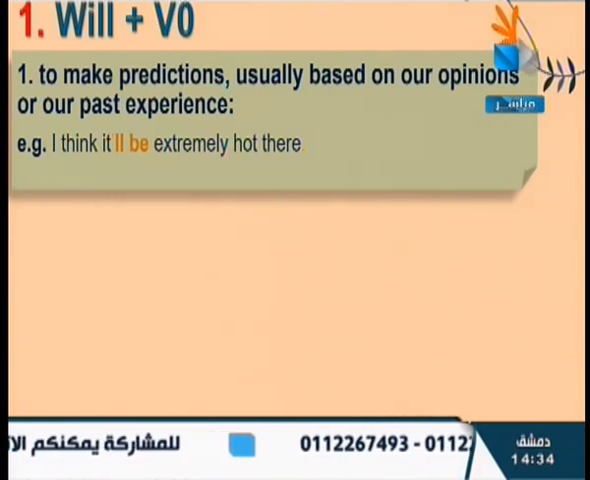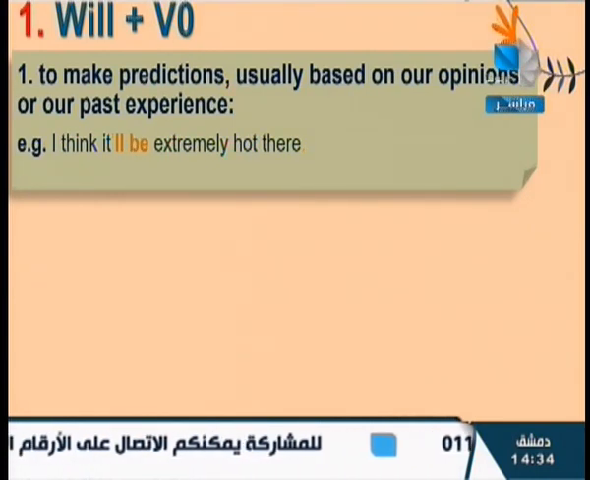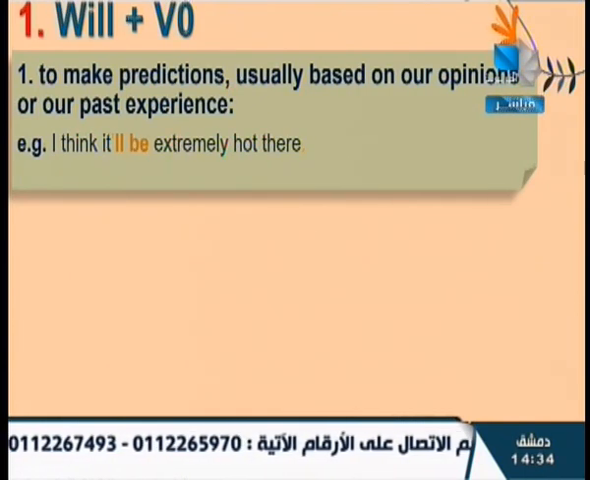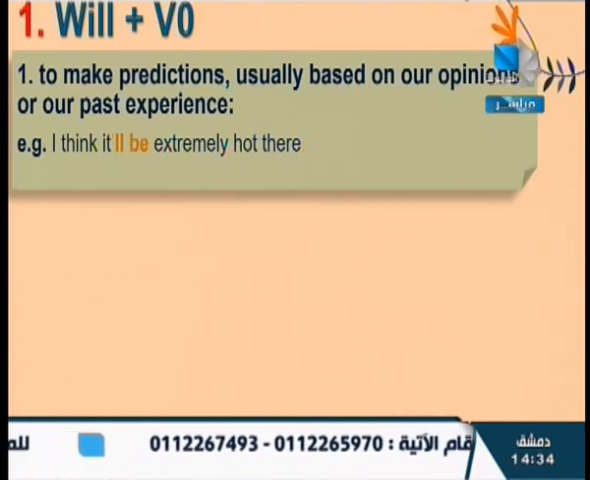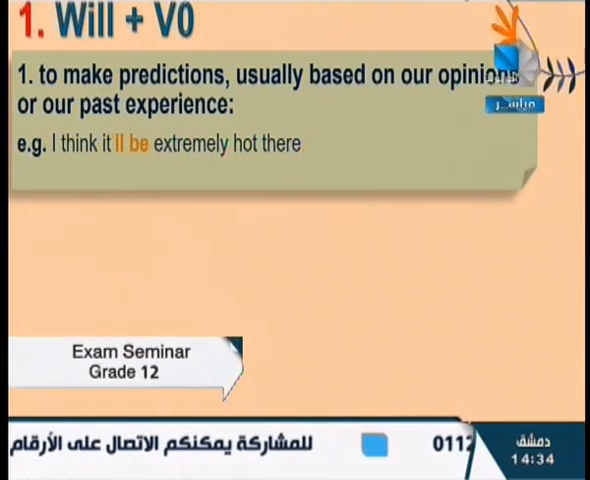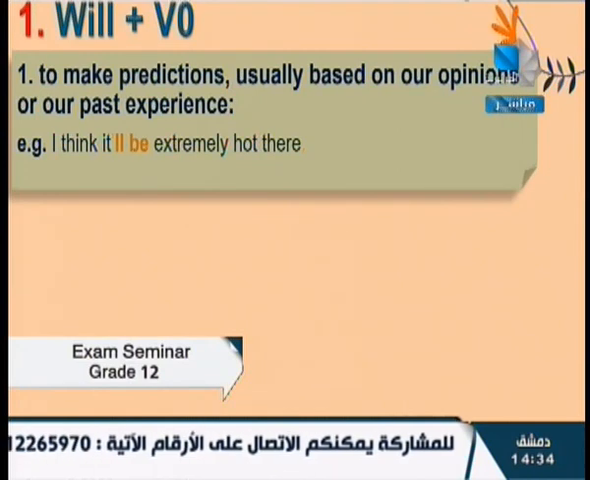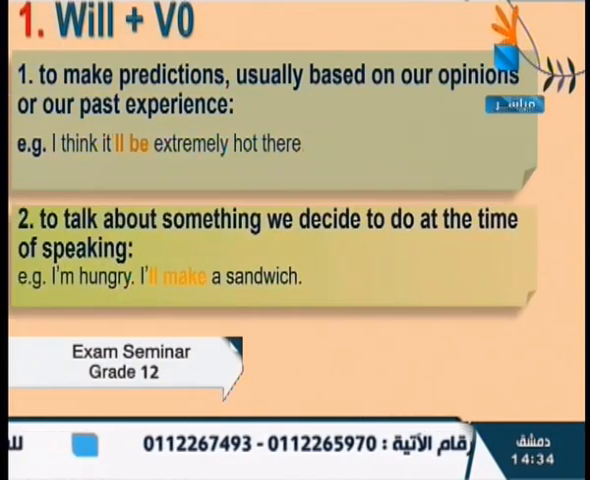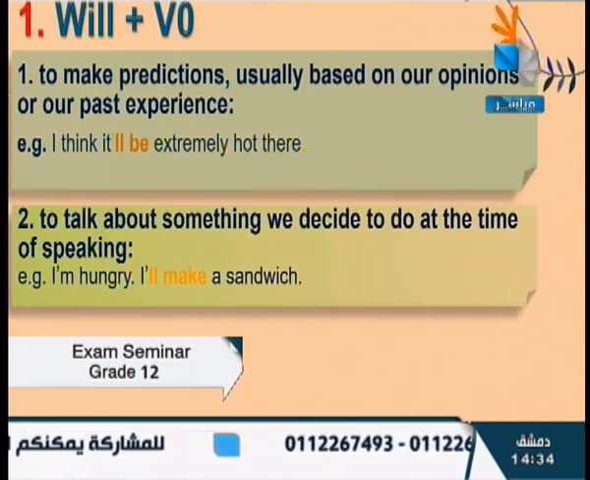We use it to make predictions about what we think will happen in the future, usually based on our opinions or our past experience. For example, I think it will be extremely hot there. I'm not sure, I'm just predicting. It may happen, it may not. Another use is to talk about something we decide to do at the time of speaking.